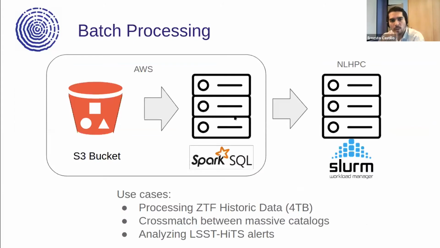And finally, we also have this batch processing building block. As I told you, we use the S3 bucket service in Amazon to store the different catalogs, and also in Amazon we can use a cluster of different instances using Spark SQL to process all of the historic data in a matter of minutes. If we want to process this information further, we can also use the cluster that is present in the National Laboratory of High Performance Computing.